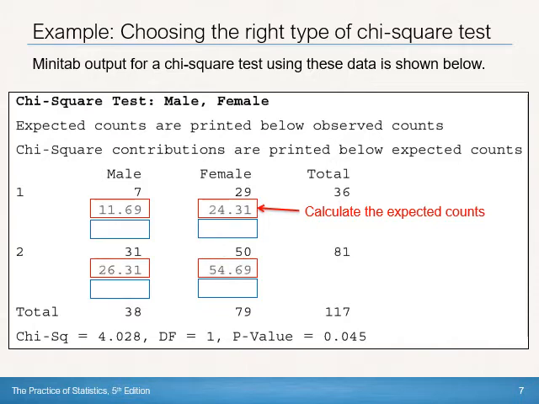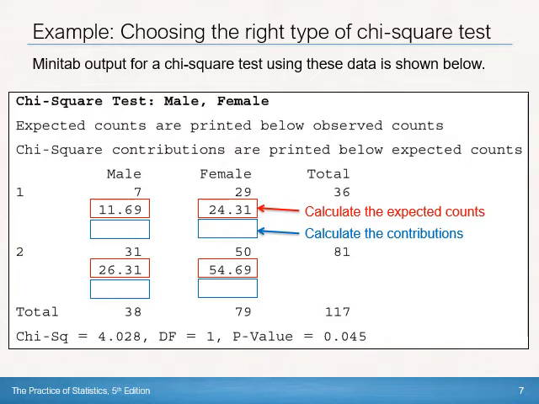Okay, so if you remember, you take the row total, 36 for the first one here. You take your row total of 36 times your column total of 38 and divide that by your table total of 117. So do that for each of those. That's how you calculate those expected values.